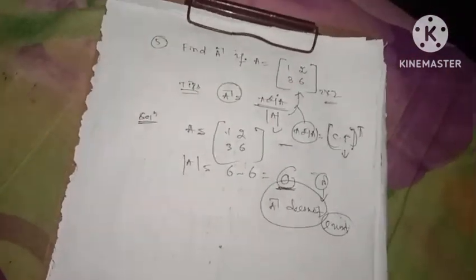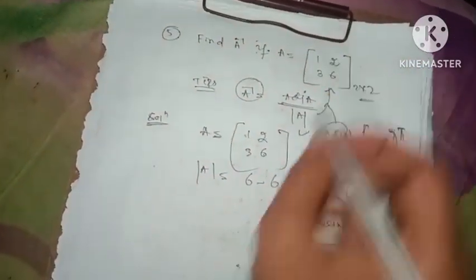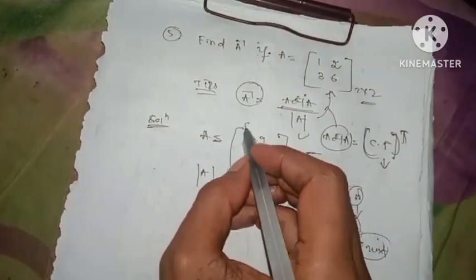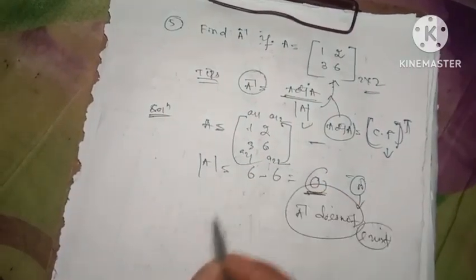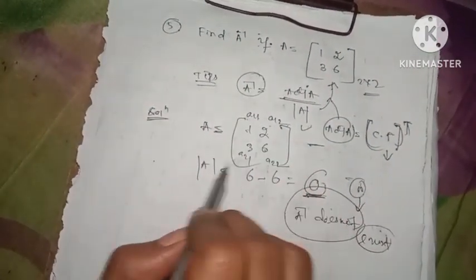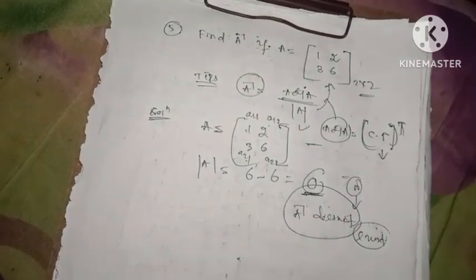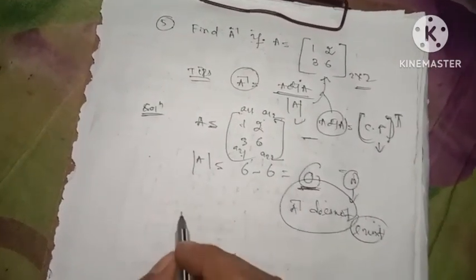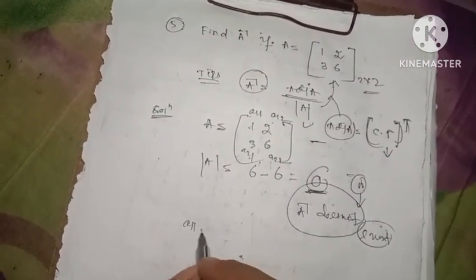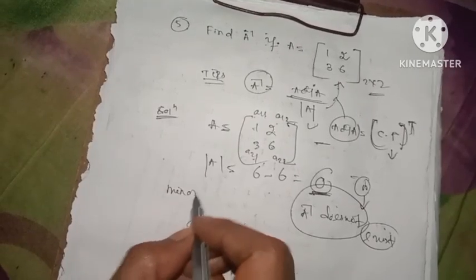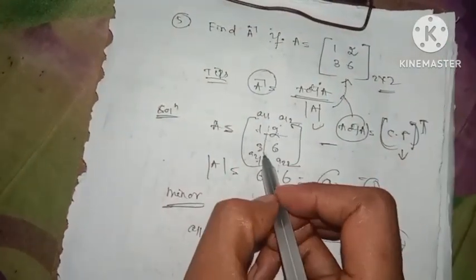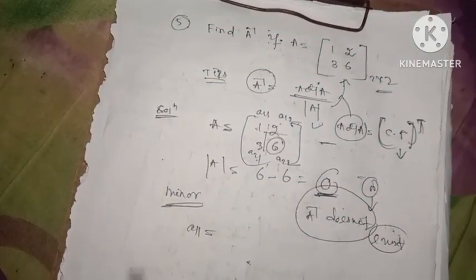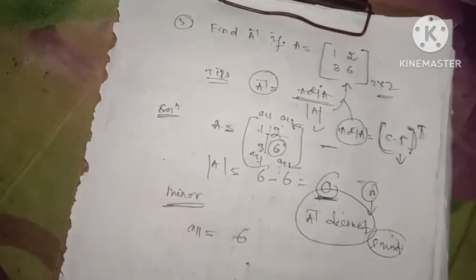Otherwise, you will check. This is A11, this is A12, this is A21, this is A22: first row first column, first row second column, second row first column, second row second column. So how will we find A11? First find the minor. For A11, this row and column will be cancelled out, and the remaining will be 6. So 6 will be the answer.